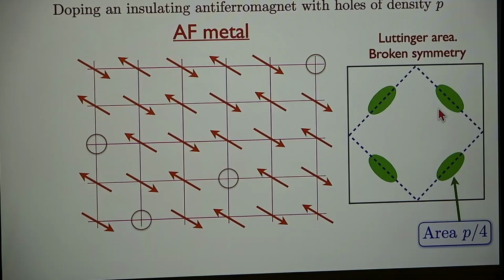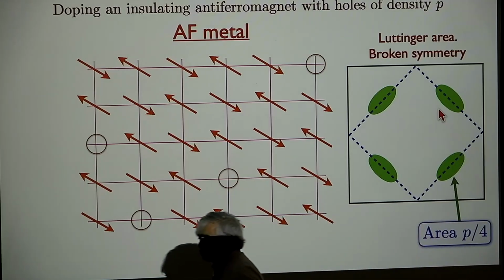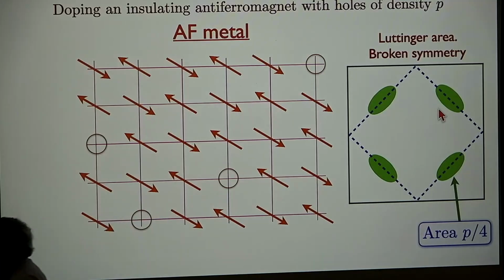Well, I don't know what the answer is, but if you dope an antiferromagnet with some finite density of holes, if the state still breaks, is it still stable? The magnetic order is still stable? Yeah, so, that's exactly what we want to.